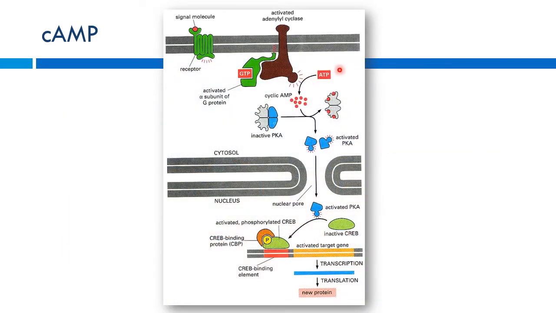Just another picture kind of showing the same thing, where again adenylyl cyclase becoming activated, these protein kinases become activated at that point, right, by that cyclic AMP, and they can go along and then say, cause a new protein to be produced that maybe was not being produced before. Right?